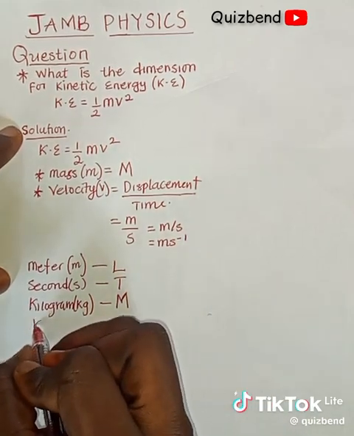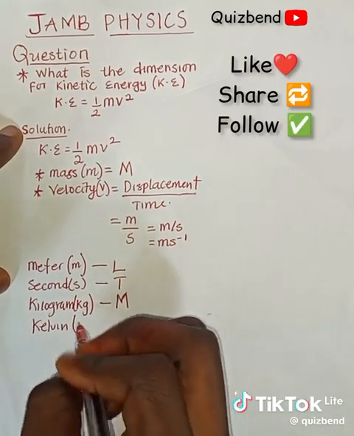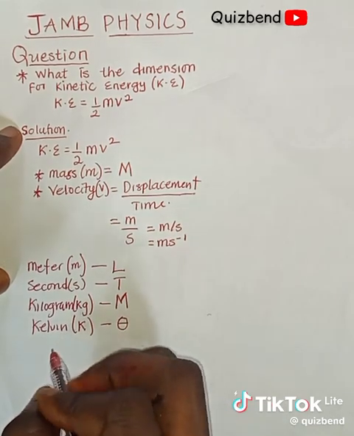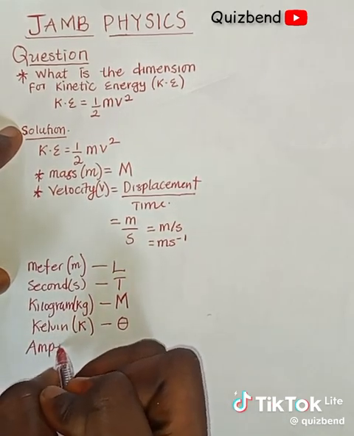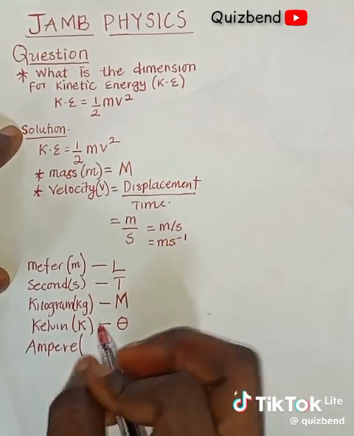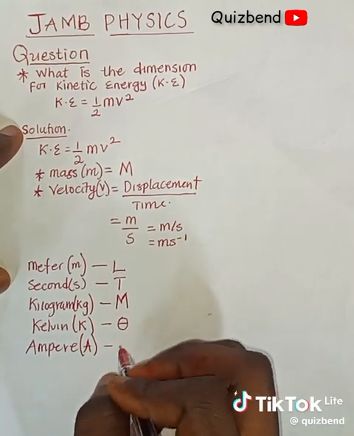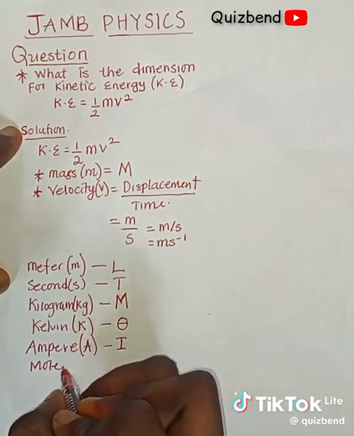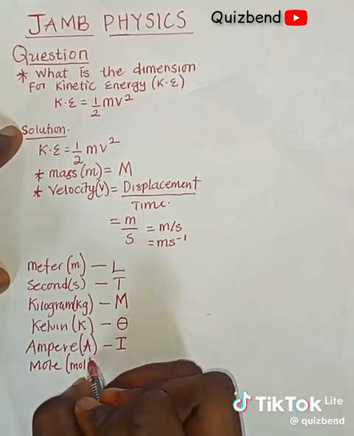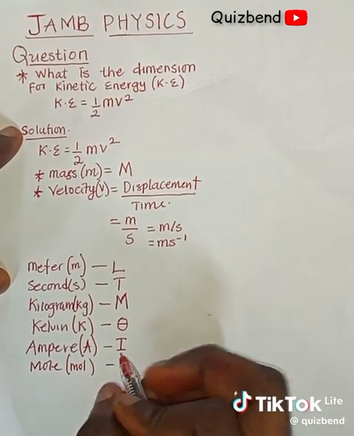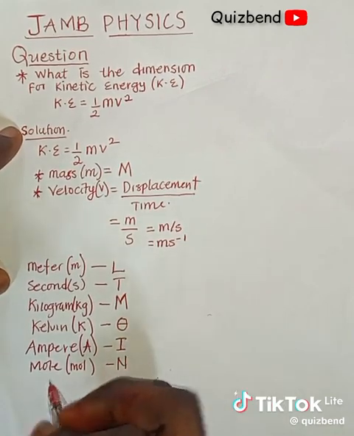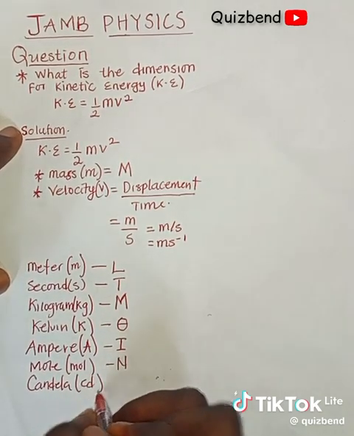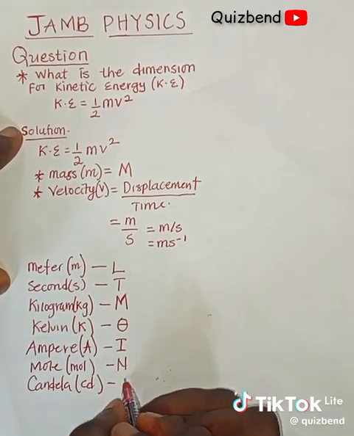For the unit Kelvin, which is represented as K, the dimension is theta. For the unit ampere, the symbol is A and the dimension is capital letter I. For the unit mole, the symbol is mol and the dimension is capital letter N. For the unit candela, the symbol is cd and the dimension is capital letter J.